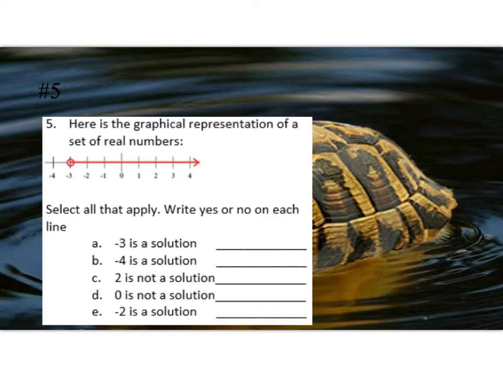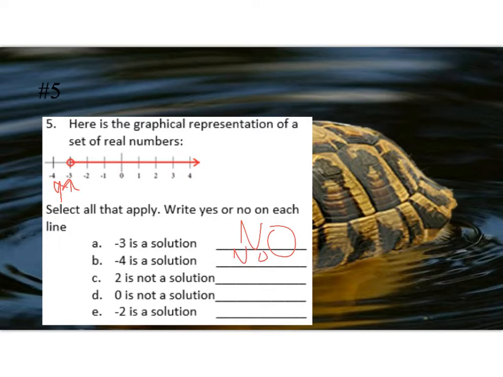Well, I see -3 right here, and it's got an open circle. And again, what open circle means is every single number up to -3, but does not include -3. So is -3 a solution? It's not in the shading, it's in the open circle. That is a no. I wrote that really big. That's okay. -4. -4 is over there. It is outside the shading of the arrow, so that is definitely not a solution.